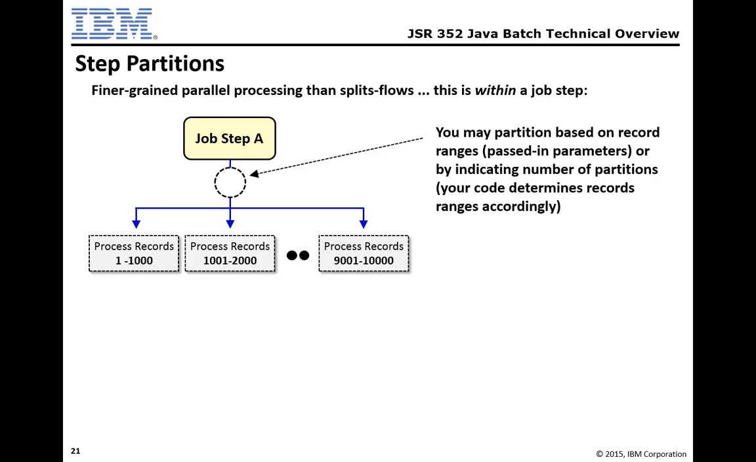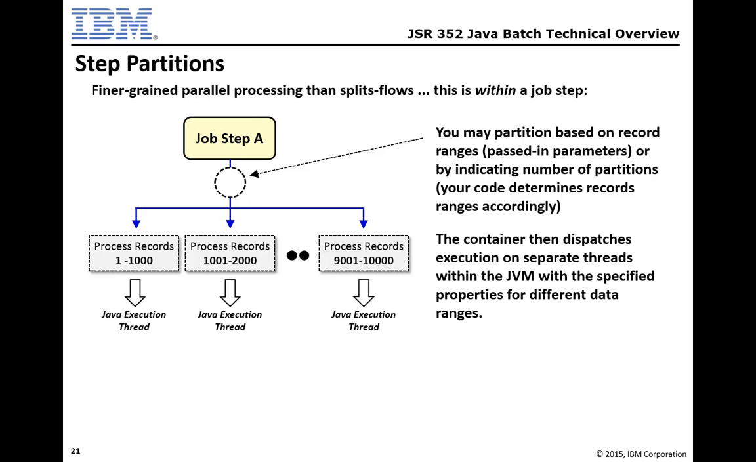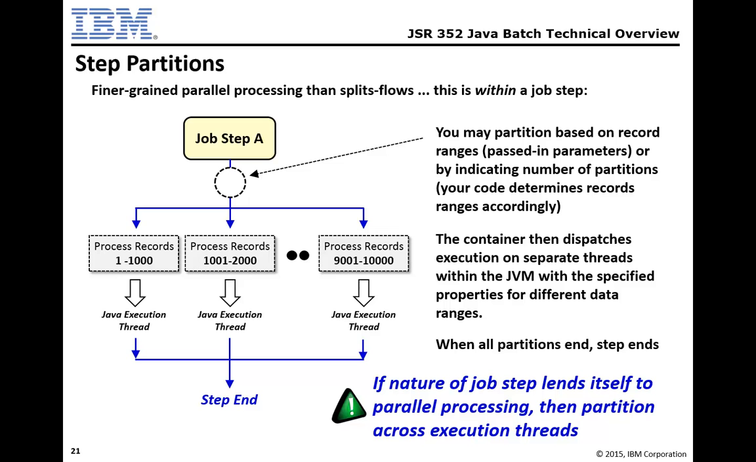The partitioning of the data is really up to code you write. There are several ways to approach this, from specified data record ranges to having your code calculate the ranges based on the number of partitions you wish to run. Your code does the data partitioning, then the container will dispatch the partitions to separate execution threads in the JVM. When all the partitions complete, then the job step ends. This provides a way to execute a job step in parallel when the nature of the step lends itself to partitioning the data and running separately.